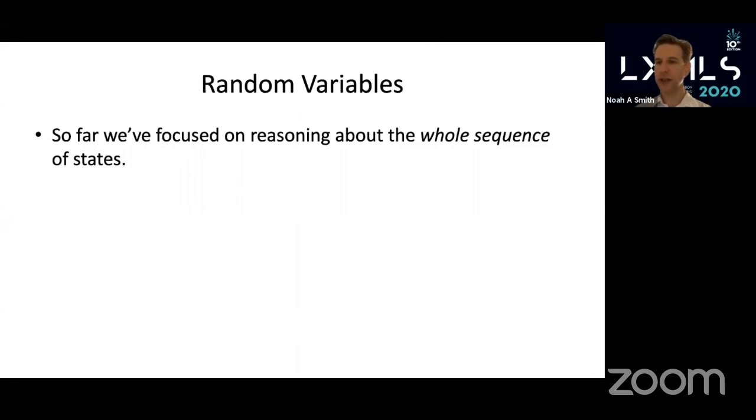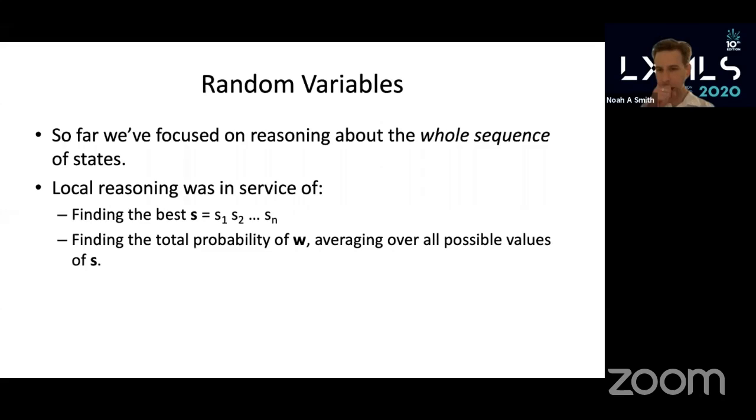Okay, so this is a question where we're not asking about the whole sequence of states. We're asking about one state at a time. We did do local reasoning, because we had to do local reasoning in order to reason about the whole sequence: either finding the best path, bold S, that goes from 1 to n, or finding the total probability averaging over all possible paths.